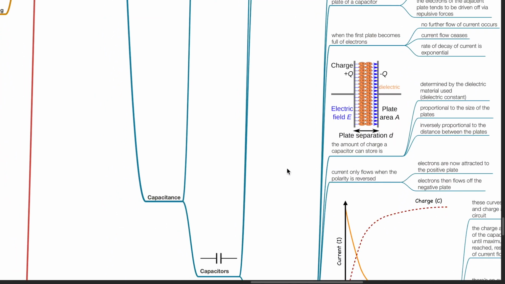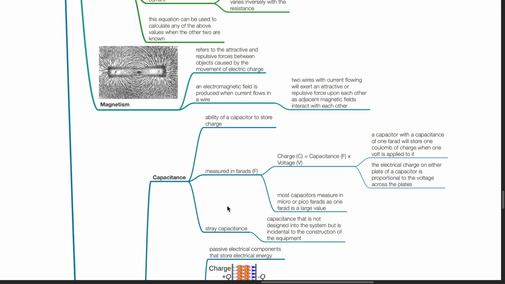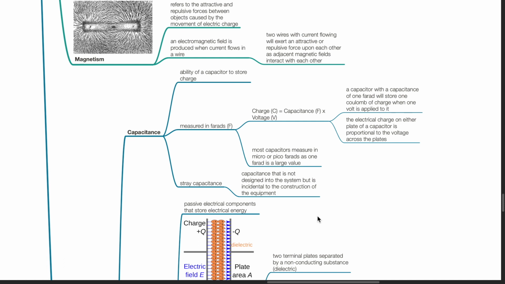Capacitance. Capacitance refers to the ability of a capacitor to store electric charge. It is measured in farads. Charge C equals capacitance F times voltage V. A capacitor with a capacitance of 1 farad will store 1 coulomb of charge when 1 volt is applied to it. The electric charge on either plate of a capacitor is proportional to the voltage across the plates. Most capacitors measure in micro or picofarads, as 1 farad is a large value.